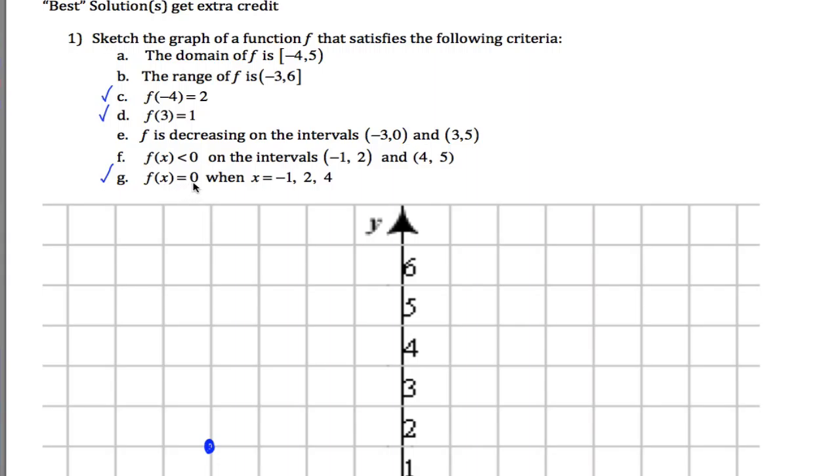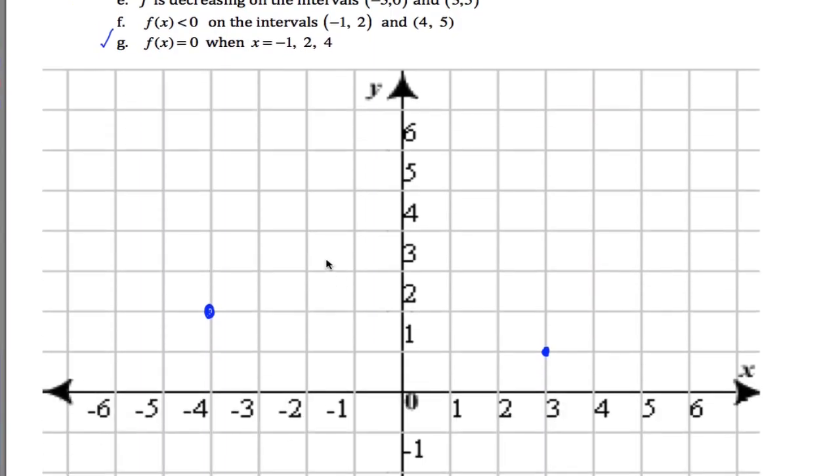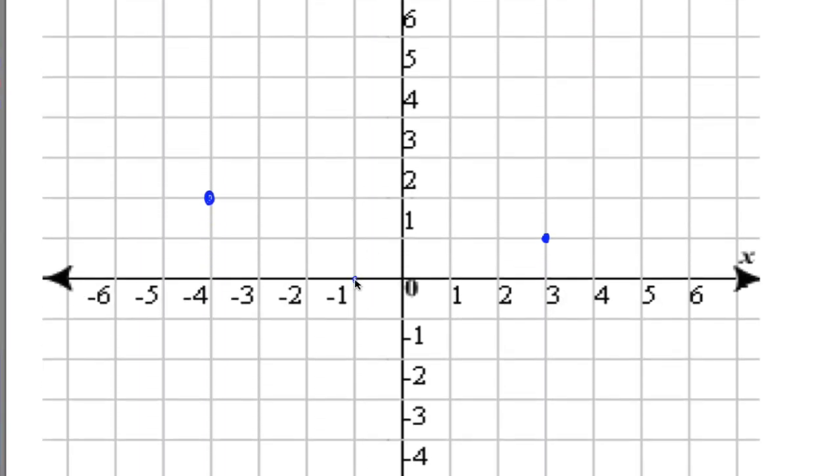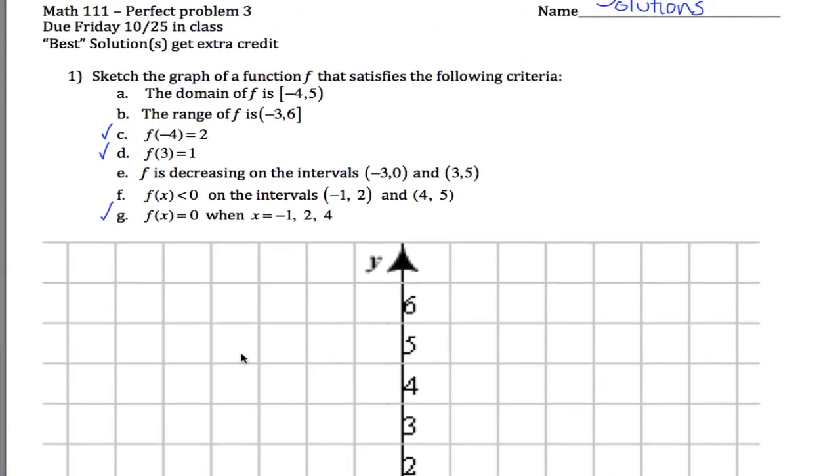G says f of x equals 0. In other words, the height is 0 when my x is negative 1, 2, or 4. What it's saying is that my graph should go through all these 5 points. My graph has to go through all those 5 points just based on C, D, and G. I still have to make sure I hit the rest of this stuff, but I think C, D, and G are easiest because we can actually put those directly onto the graph.